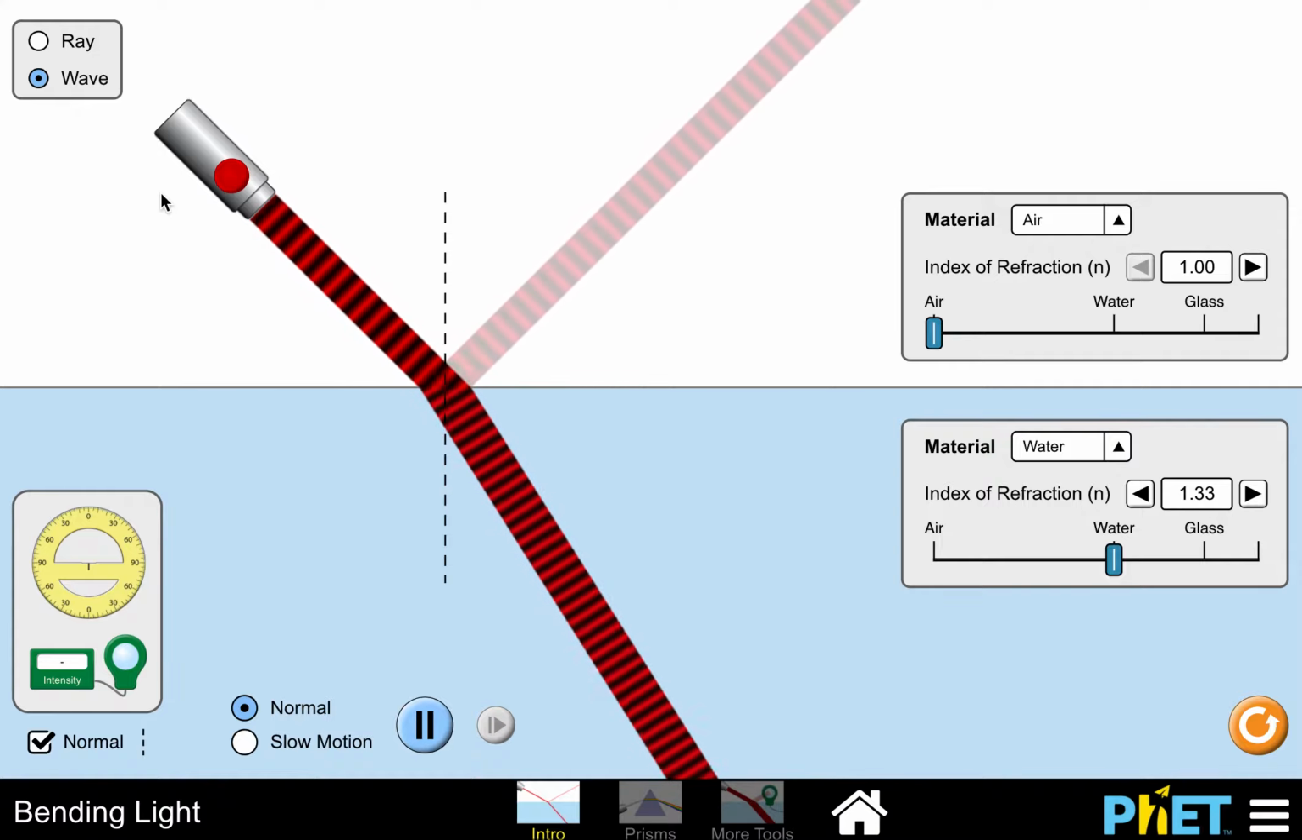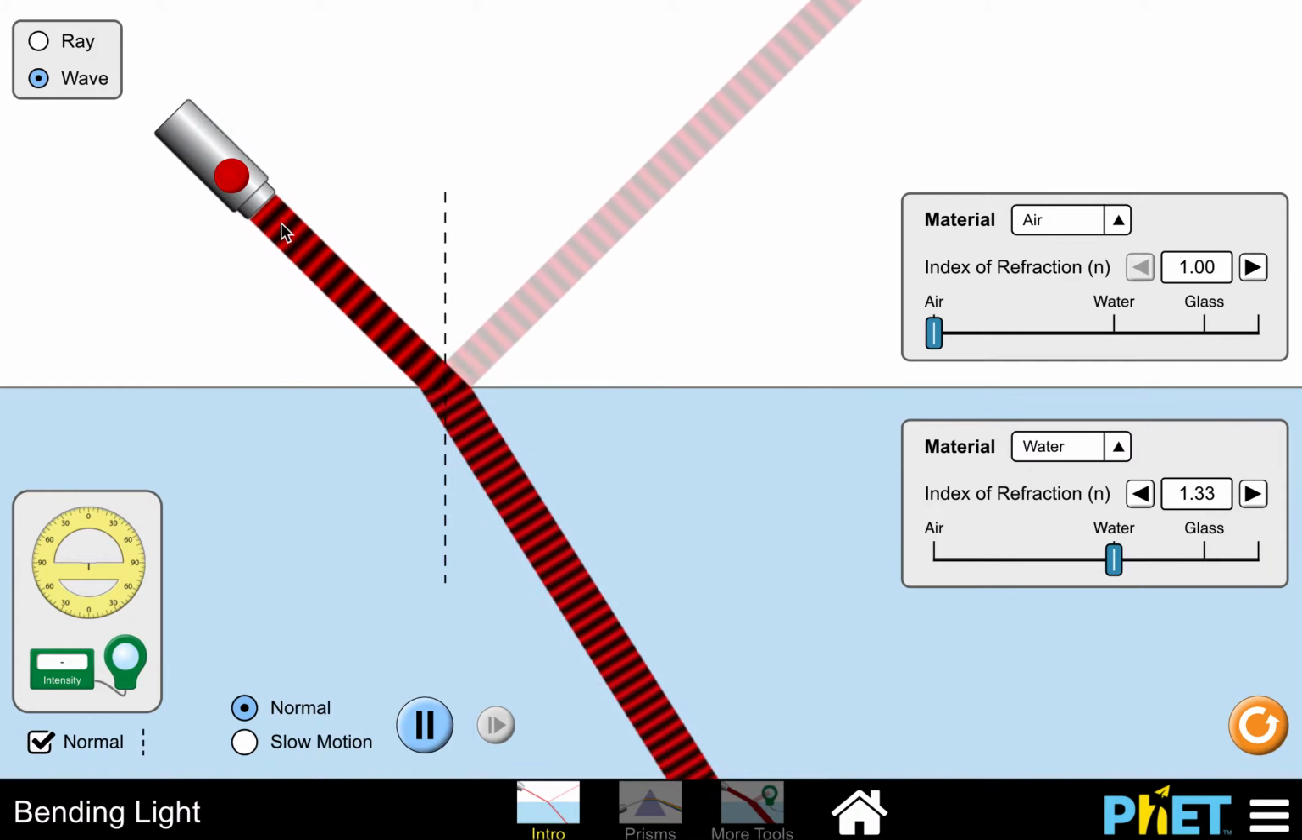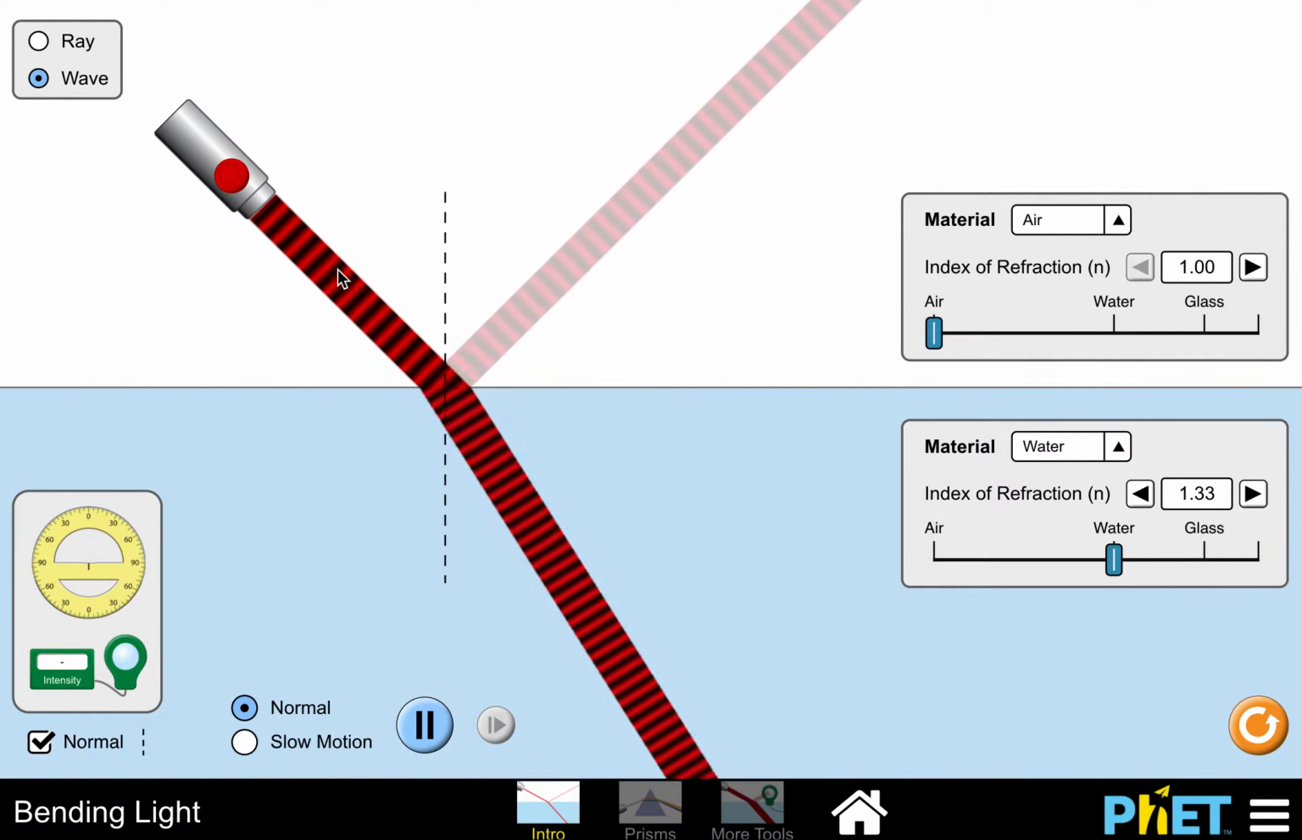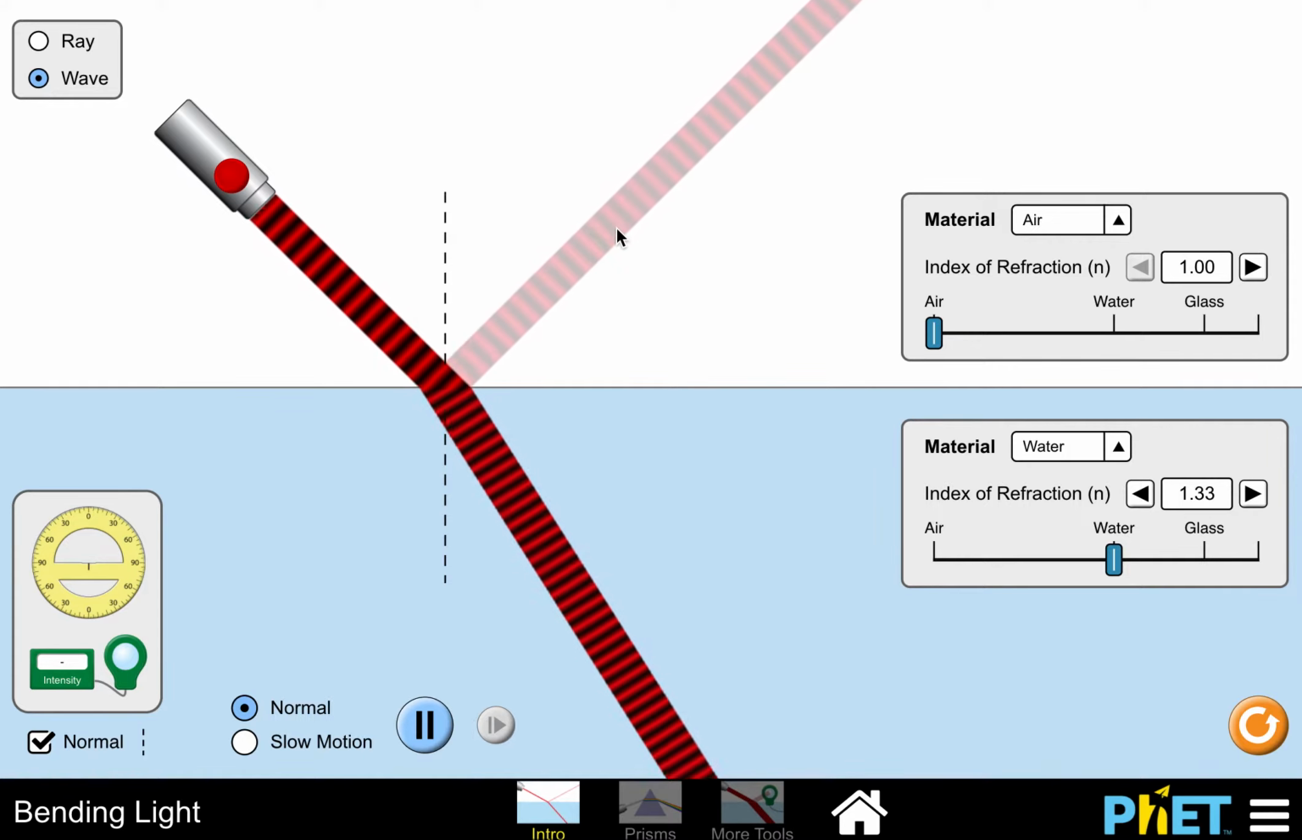So the second question asks, what happens when light hits the boundary between air and water? So this up here at the top is set to be air right now, and it is hitting the boundary with the water. And part of it's being reflected and sent back up here, and part of it is being transmitted through the water layer down here. And so you notice a few things.